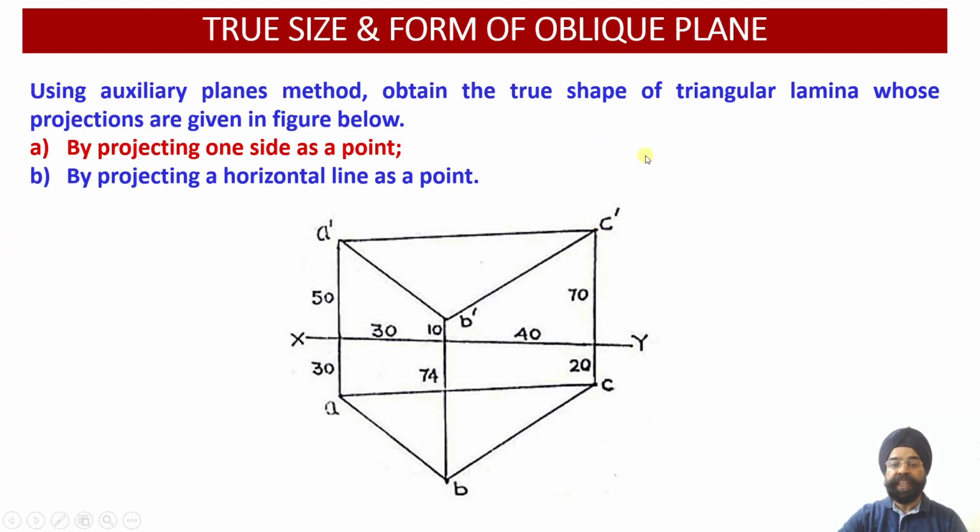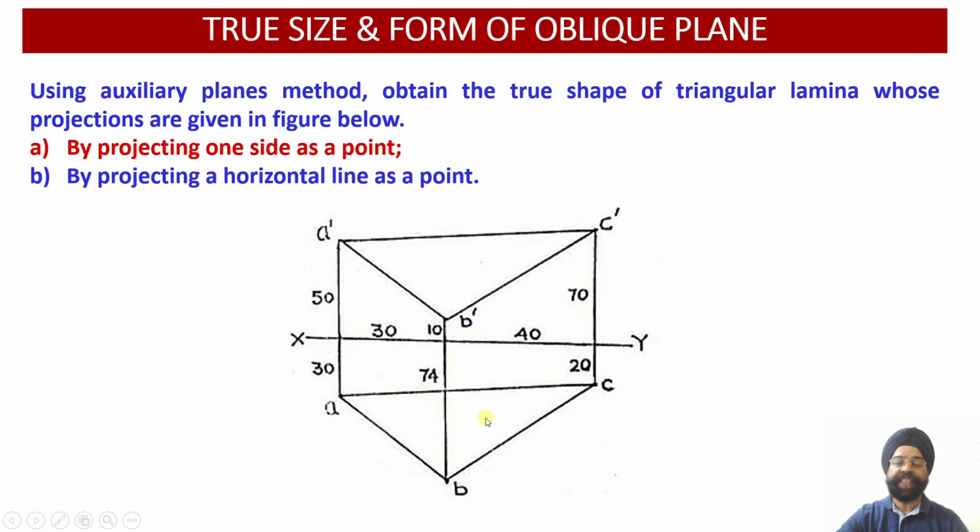So in this case, the procedure of obtaining the true length or the true shape of the lamina is not limited to the number of edges. There may be 3 edges, as you can see in this case. There can be 10 edges, there can be 100 edges, or there can be infinite number of edges. So in just 3 steps we will be able to obtain the true shape of the oblique lamina.